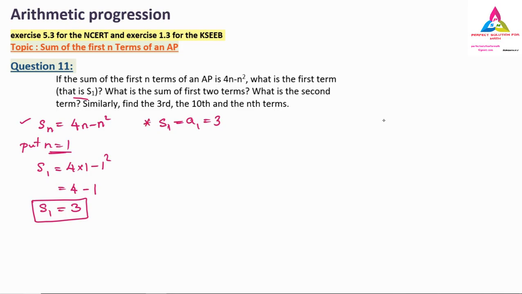Next, what did they tell you to find? The first term is finished. What is the sum of the first two terms? Sum of the first two terms means S2 we have to find, and also they have told you to find the second term, so again we have to find A2 also. See here, S2 and A2 will not be equal. Only S1 and A1 will be equal. The first term and the sum of the first term will be equal, but the sum of the first two terms and the second term A2 will not be equal, remember.